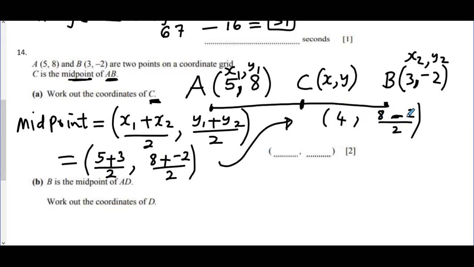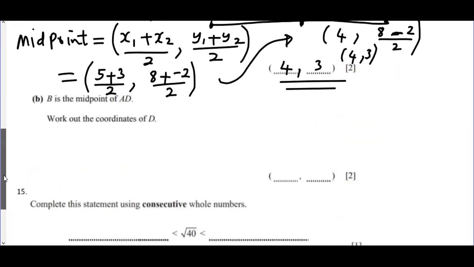And you're going to have 8 minus 2, 8 minus 2 is 6, 6 divided by 2 is 3. So the answer here will be 4, comma, 3. There's a comma there, and here you're going to end up writing 3. This is your midpoint.